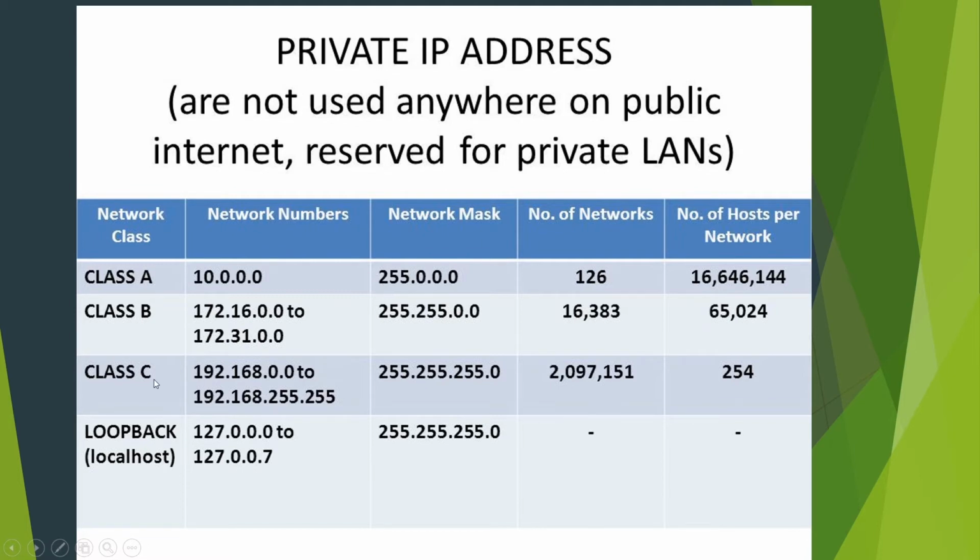Now let's see class C. The private IP address range is 192.168.0.0 to 192.168.255.255, and the net mask is 255.255.255.0. We can create this many networks, and the number of hosts per network is 254.